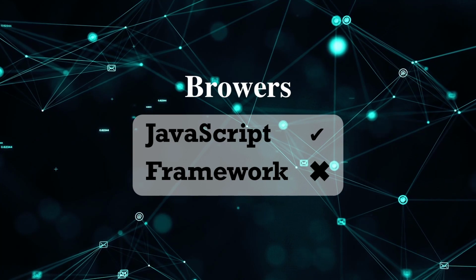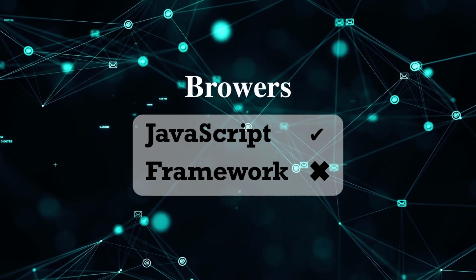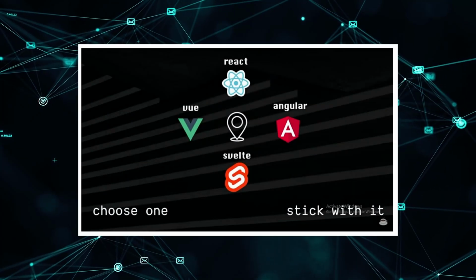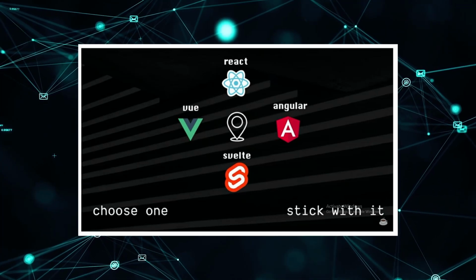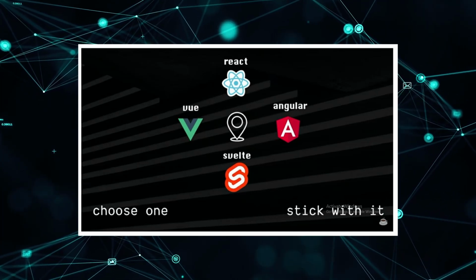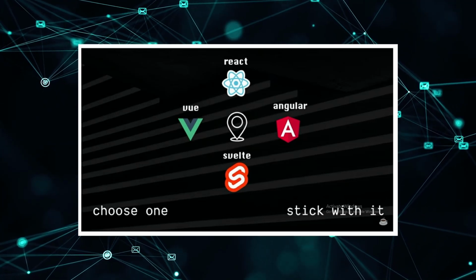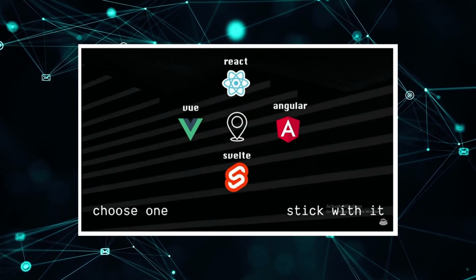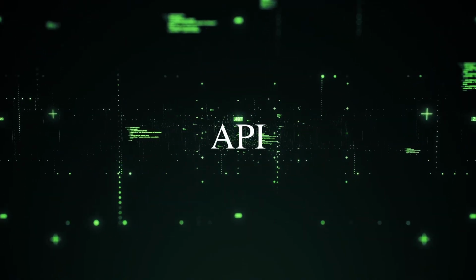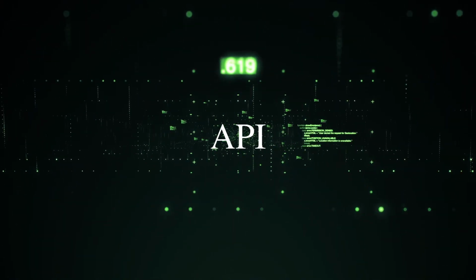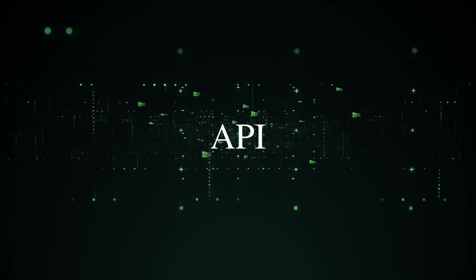That being said, browsers can only run JavaScript, not framework code. So framework code has to go through a build or bundle step which converts it to normal JavaScript. The important part is to choose one and stick with it, although keeping in mind that React and Angular have an order of magnitude more jobs than the other two. Okay, we have our front end, but how does it talk to the back end? That's the purpose of an API.